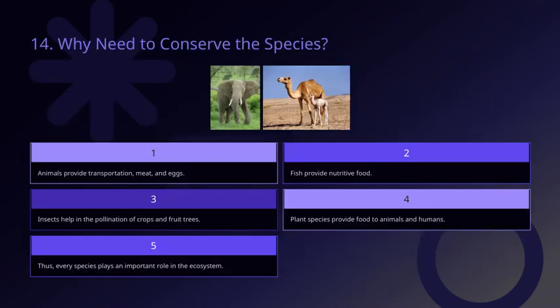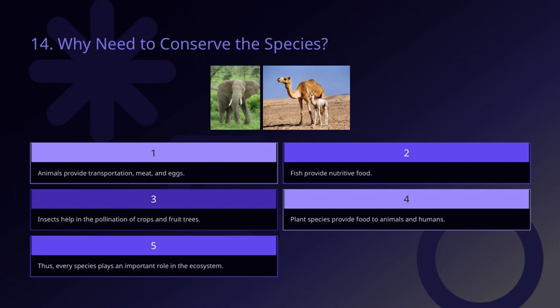Let's talk about why conserving different species is so important. Animals, for example, provide us with transportation, meat, and eggs, which are vital resources. Insects might seem small, but they play a huge role in pollinating crops and fruit trees, helping us produce food. Every species in our ecosystem has a specific role, and that makes each one essential.